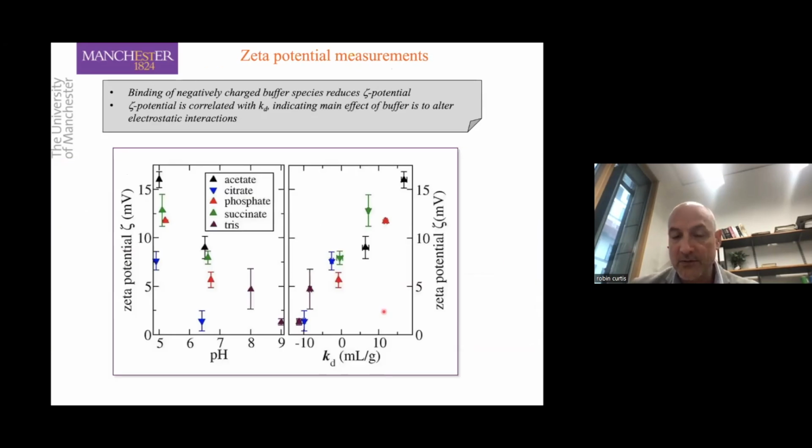And so we also verified this just by doing zeta potential measurements. We measured the zeta potential in these different solutions with the different buffers. You find a strong correlation between the zeta potential and the KD. And so this implies that the KD does really reflect these electrostatic interactions at the lower ionic strength conditions, and supports the conclusion that the buffer is binding to the protein surface and altering its effective charge.